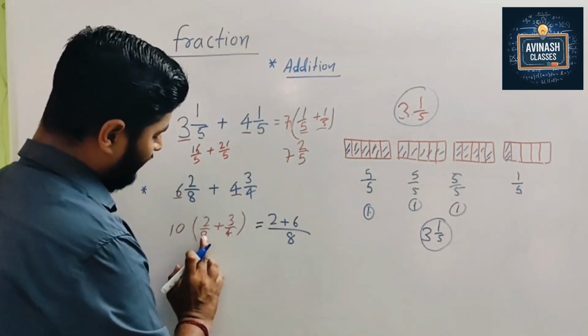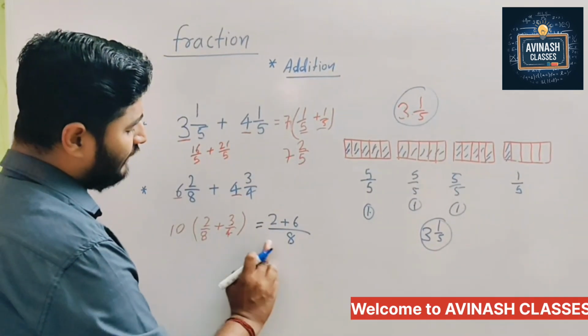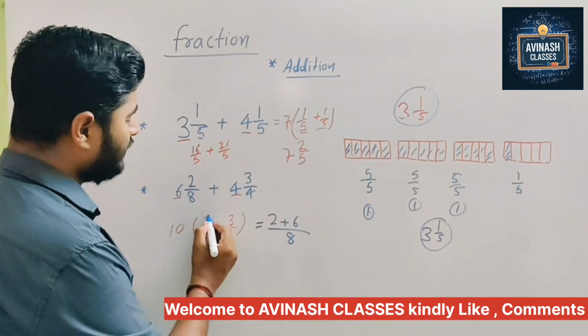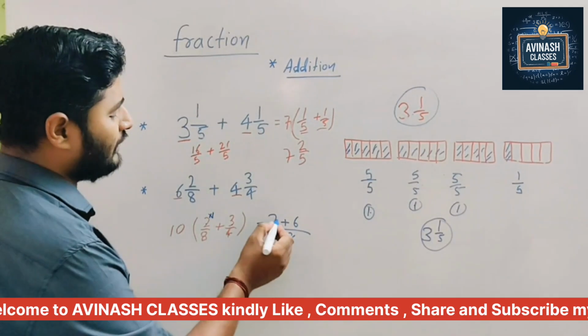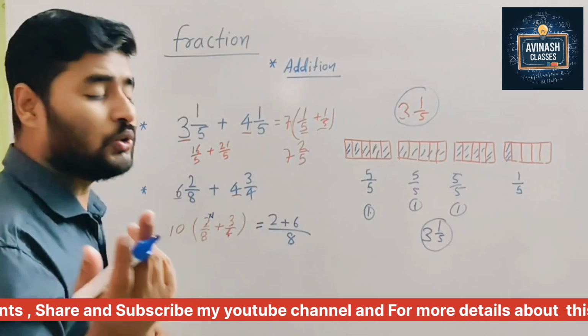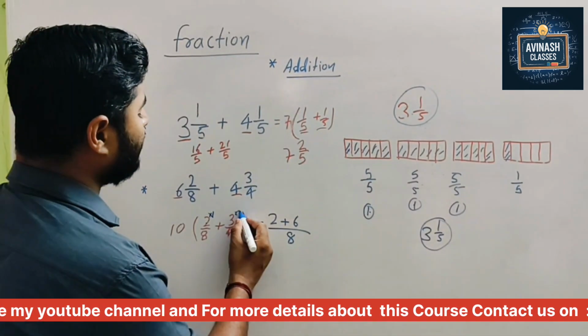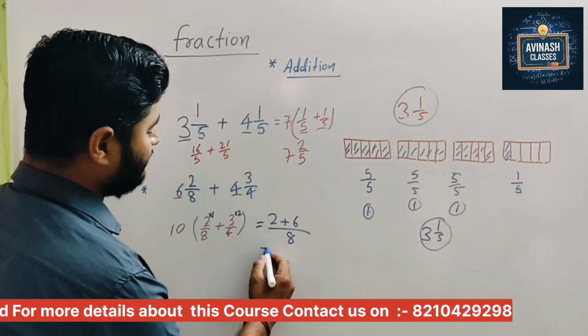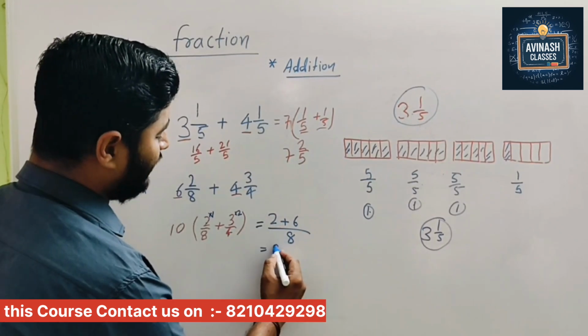Simple one. Check in the 8 table, how many times does 8 come? 1 time. So we multiply here: 2 times 1, that is 2. Now in the 4 table, how many times does 8 come? It comes 2 times. So here multiply 3 times 2, that is 6. So 2 plus 6, that is 8.